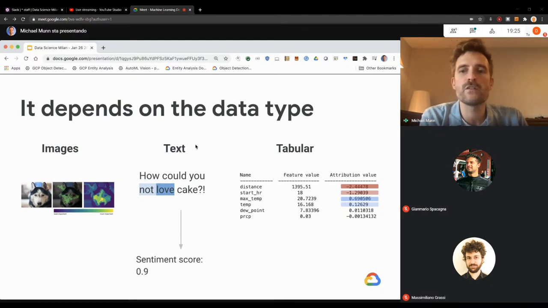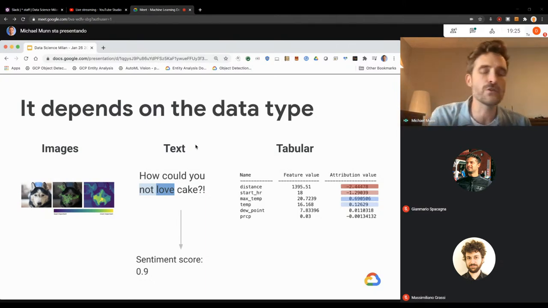For text, maybe you're trying to determine the sentiment of a phrase. In that case, you can see positive or negative sentiment and how it relates to the actual words in the text. And for tabular data, which many problems deal with, you have your tabular values. For each of your input values, like distance, start hour, max temp, et cetera, you have a feature value telling you the value of that feature. And then you have an attribution value. The attribution tells you how much that one feature contributes to the prediction, maybe in a positive way, maybe in a negative way.